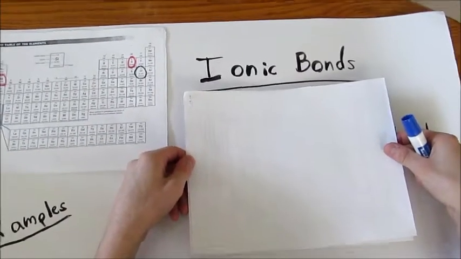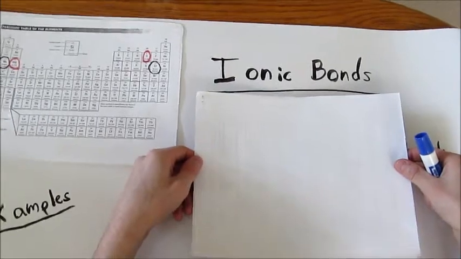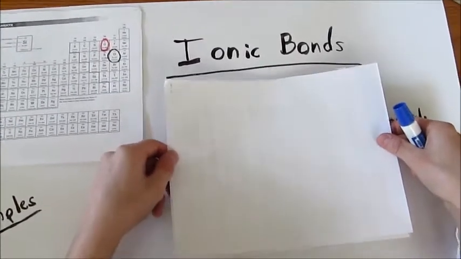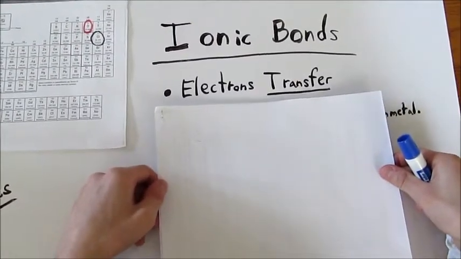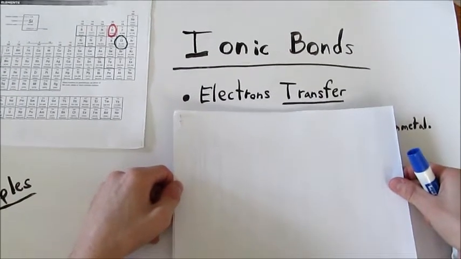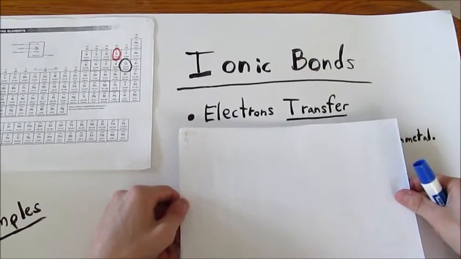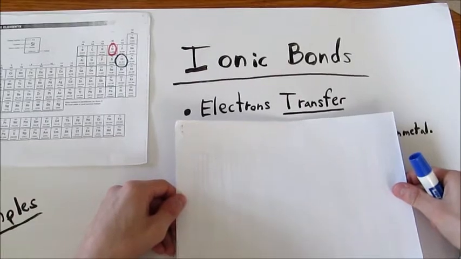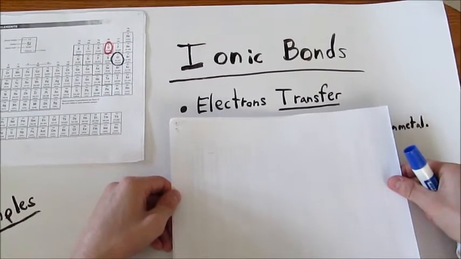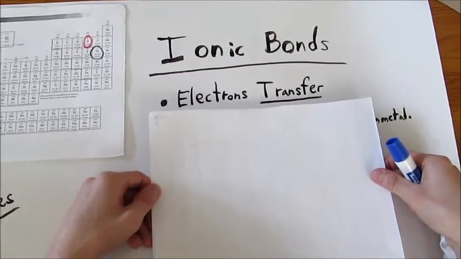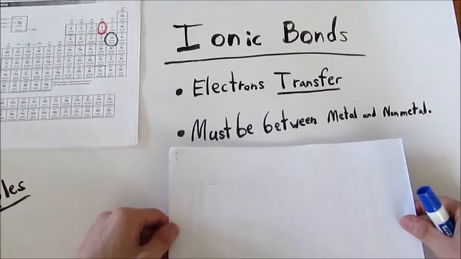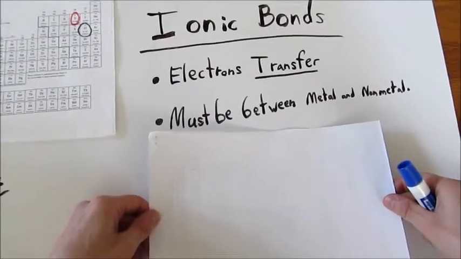Today, we will be teaching about ionic bonds. There's two important things to keep in mind while working with ionic bonds. The first one is, electrons will be transferred, meaning the first atom will lose an electron and gain a positive charge, and the second atom will gain an electron and get a negative charge. And the second one is, the two atoms must be a metal and a nonmetal.